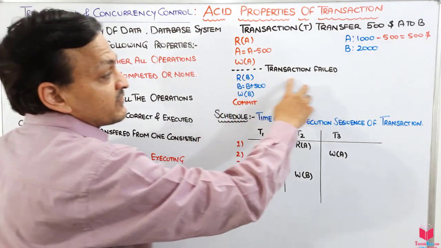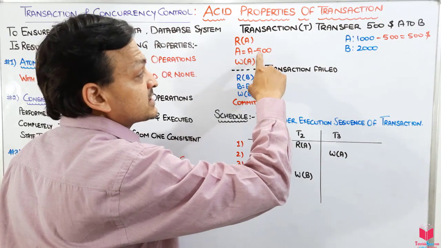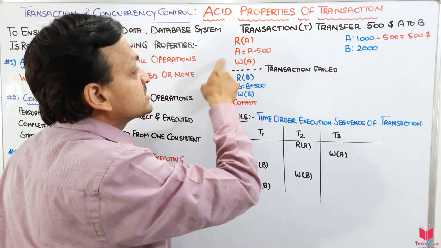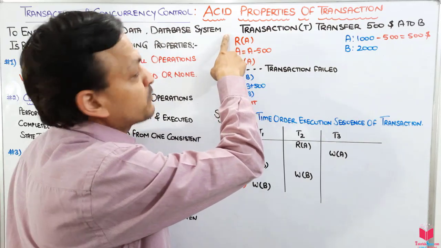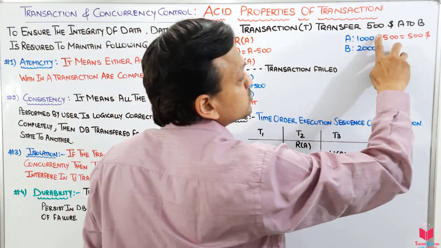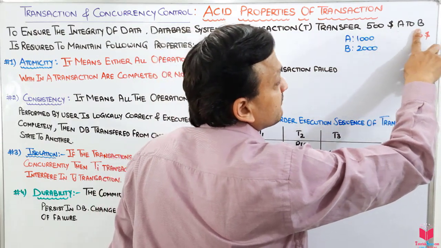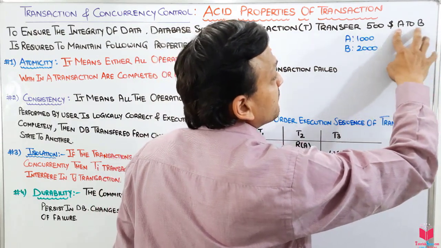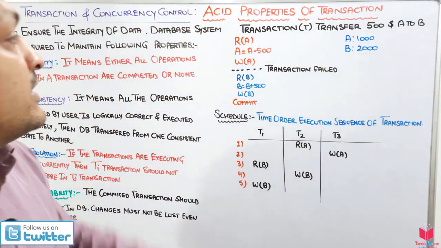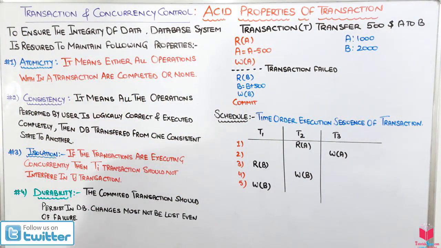If the transaction fails here, the changes done by this code should not be reflected. It should go back to this point. Because of that, the money will be back to whatever we started with. Okay guys, so it will maintain the integrity of data.